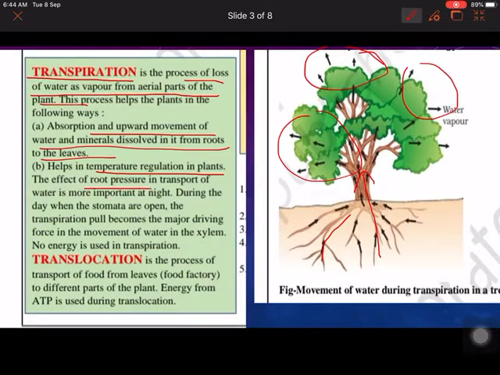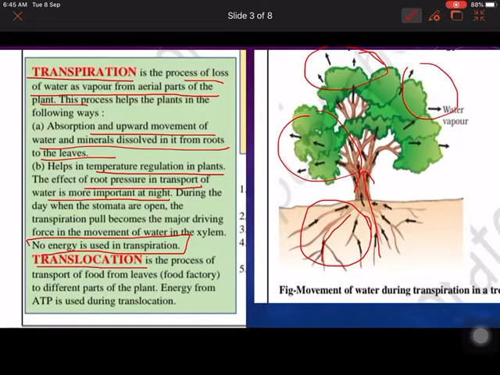The effect of root pressure in transport of water is more important at night. During the day, when the stomata are open, the transpiration pull becomes the major driving force. At night, when transpiration is not occurring fast because transpiration requires the sun's energy, the root pressure is forcing the water upwards. In this process no energy is required. This is very important.